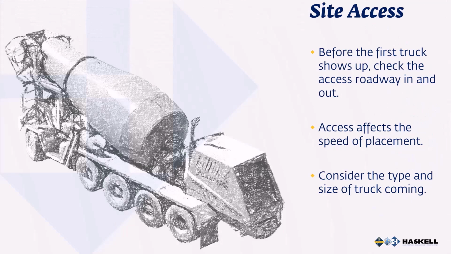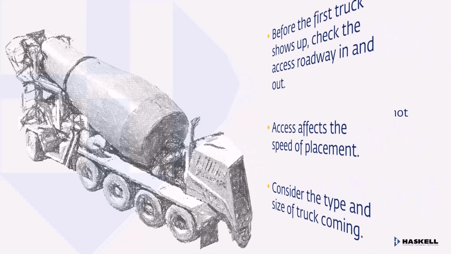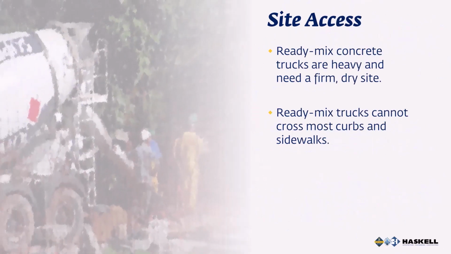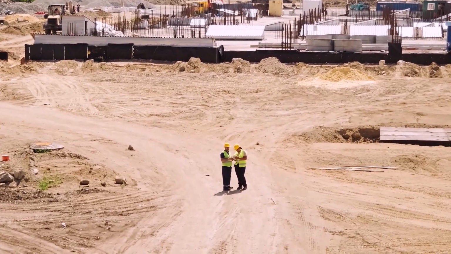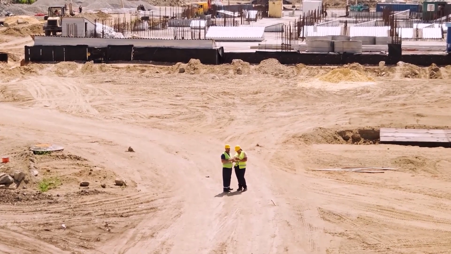Before the first truck shows up, check the access roadway in and out. Access is an important factor as it affects the speed of placement and the quality of the final product. Consider the type and size of truck that will be arriving. Ready-mix concrete trucks are heavy and need a firm, dry site to park. Because of their weight, ready-mix trucks cannot go over curbs and sidewalks without causing damage. Therefore, plan the access paths to the point of placement with care.